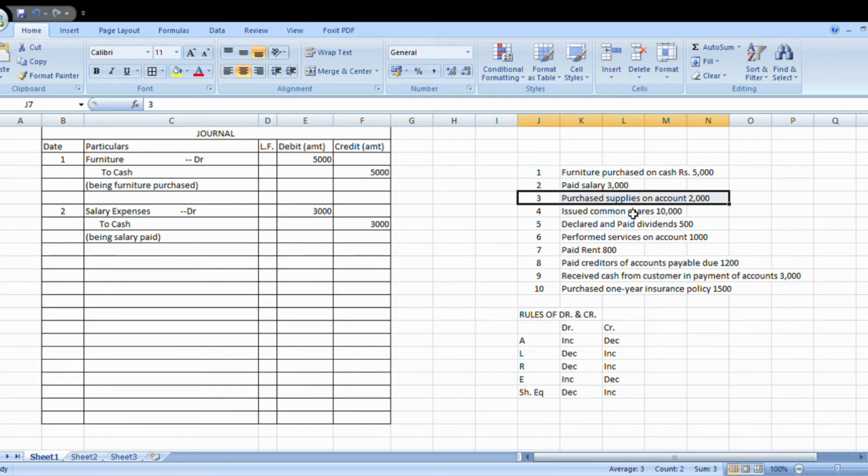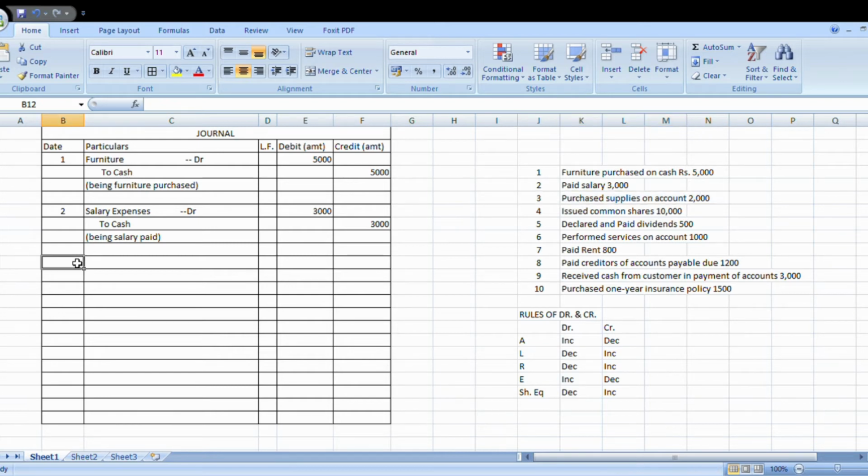Since you have purchased supplies, so supplies is your asset. So supplies have been increased in the organization. As asset has been increased, so you will debit supplies. Okay, but what will you credit? It will not be cash that will be credited. It is on account. That means you become liable to pay in future. You have not paid the money today, you will pay it in future. So it is the accounts payable that is to be credited.